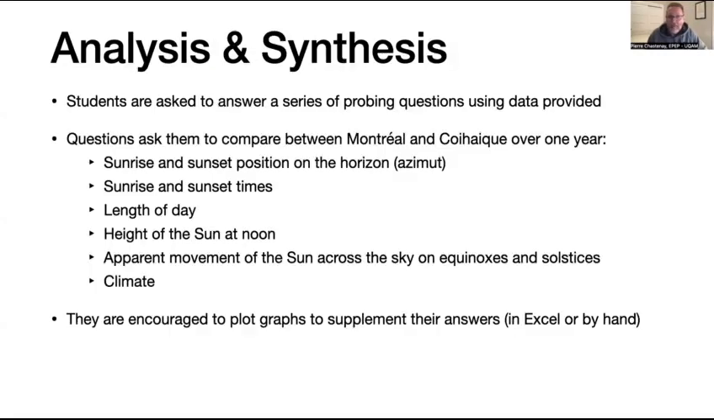With this data in hand, we asked students a series of probing questions for them to analyze the data that we've provided. And so these questions were basically to compare sunrise and sunset position on the horizon for Montreal and Coyhaique, compare sunrise and sunset times, the length of day, the height of the sun at noon, apparent movement of the sun across the sky on equinoxes and solstices, and also compare the climate between both cities for every month of the year. They were also encouraged to create graphs to supplement their answer and to create a visual memento of the information that they found.